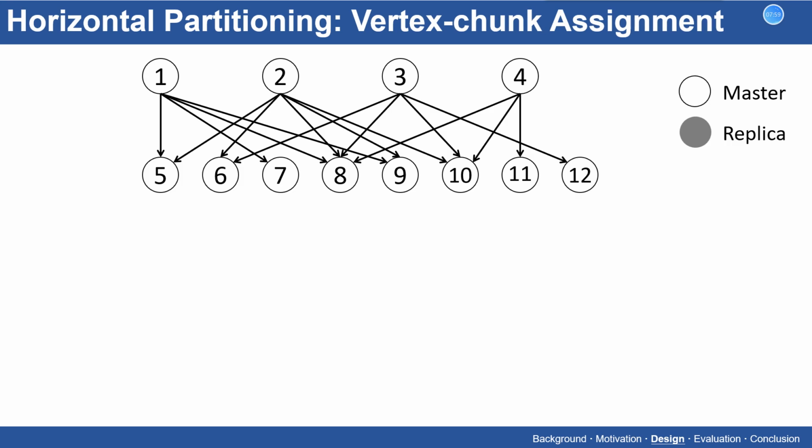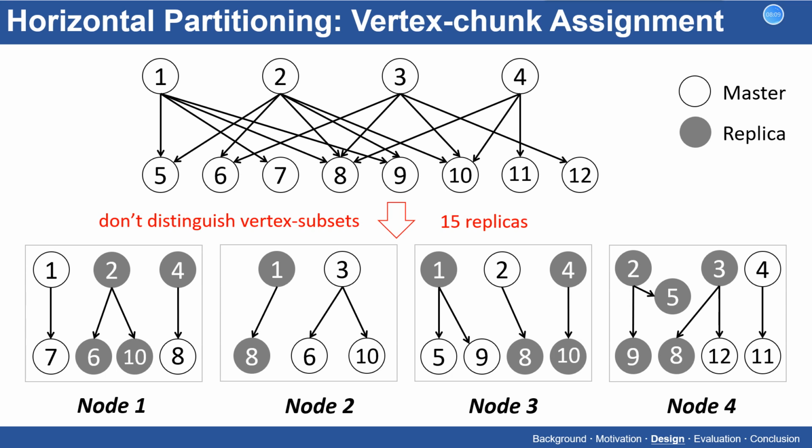Next, we'll introduce the horizontal partitioning stage. In this stage, GraBi should assign the vertex chunks within a layer over n out of L nodes. Traditional partition stages don't distinguish the 2 vertex subsets in a bipartite graph and assign the vertices from different subsets uniformly. As a result, in the above example, the traditional partition stages generate 15 vertex replicates.